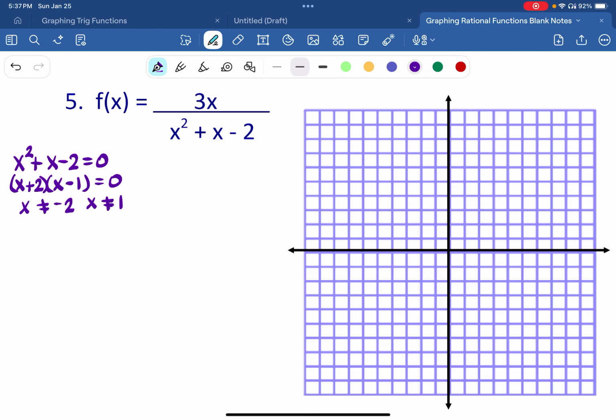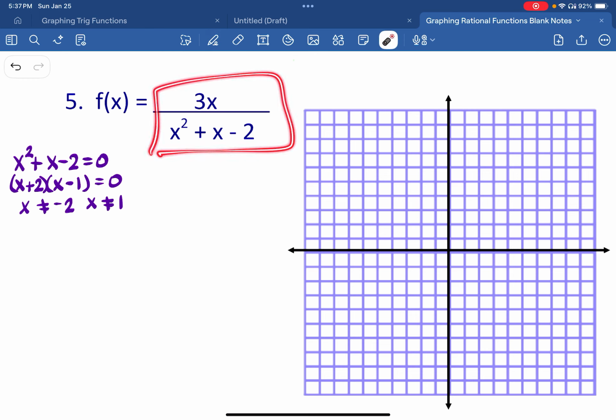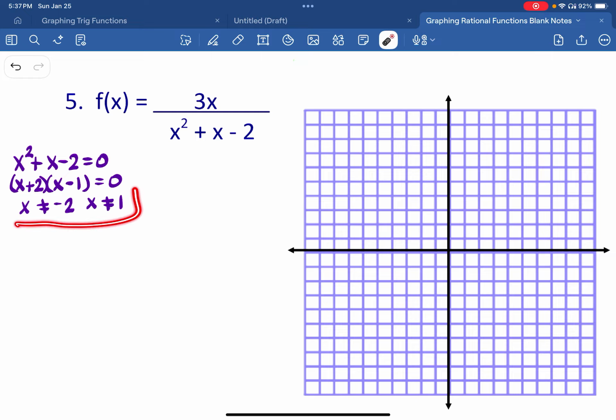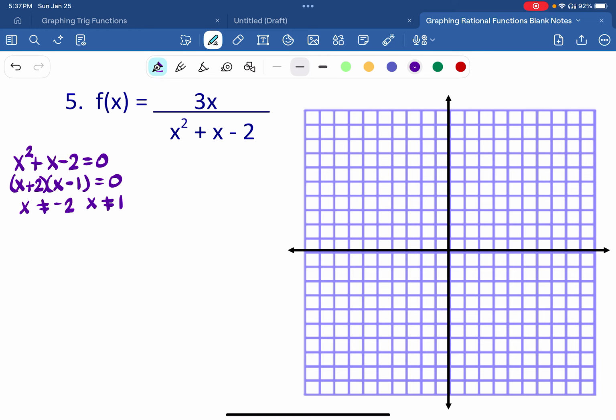Well, let's find out. All right, so when I go back to the original, you'll notice that this numerator does not factor. So nothing cancels out. So we do not have a hole, so guess what? That means we have 2 vertical asymptotes, so sometimes that will happen, okay? So let's find our x and y intercepts. X-intercept is where the numerator equals 0.